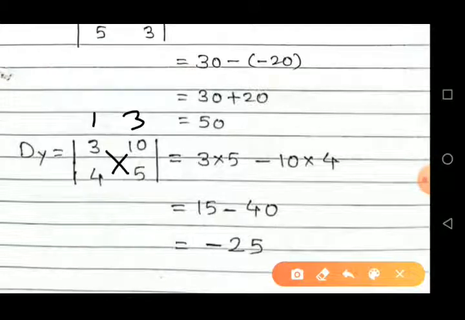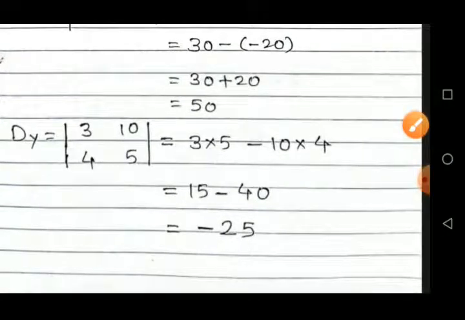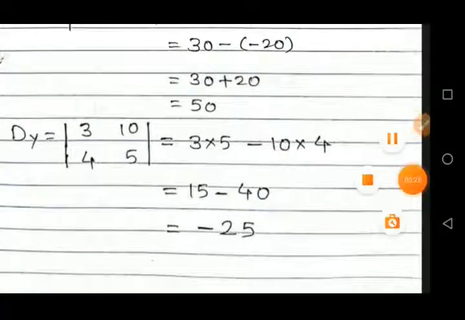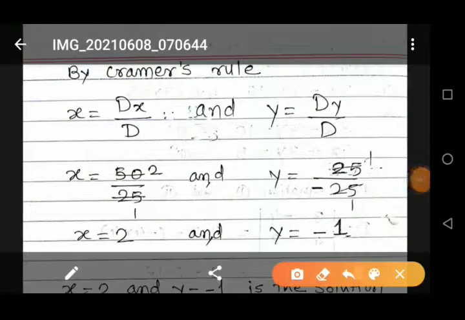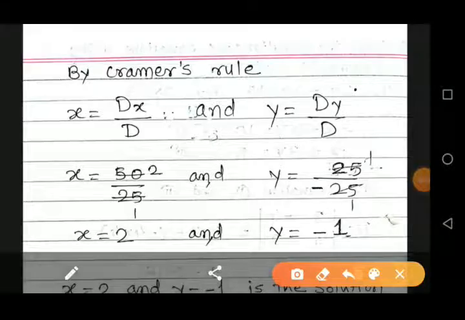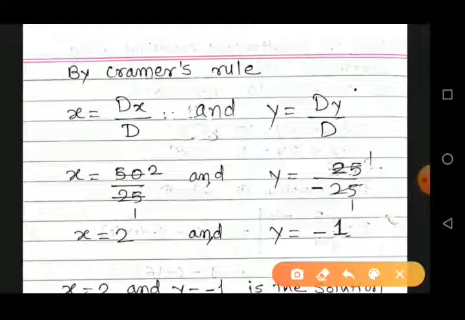and we have found the values of those. Now to find the value of x and y, by Cramer's rule, for finding the value of x, write down the formula. X is equal to dx upon d and y is equal to dy upon d. Now substitute the values in their proper places. X is equal to, value of dx is 50, and value of d is 25. 50 upon 25, 25 ones are 25, 25 twos are 50, that means value of x is equal to 2.